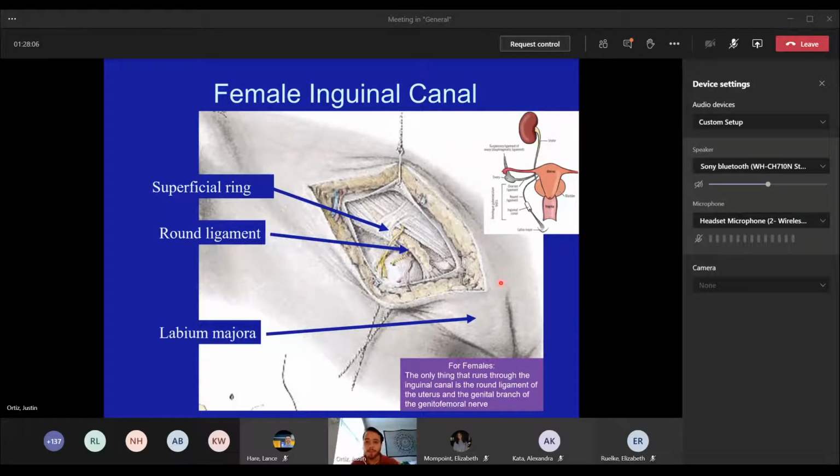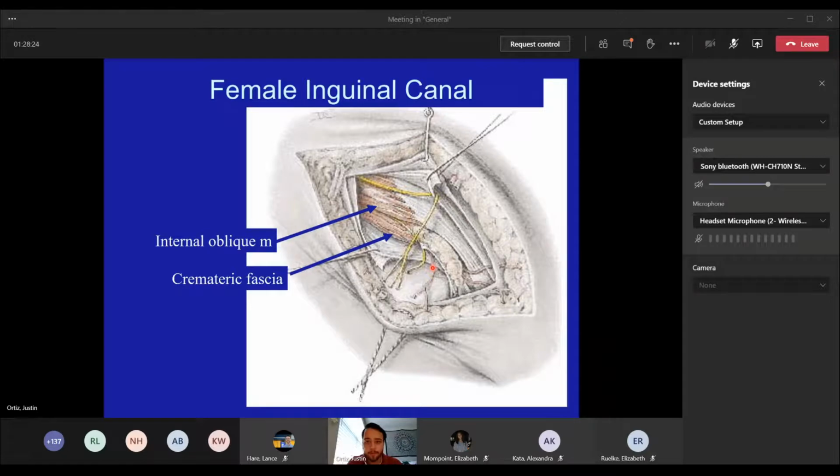And what the round ligament of the uterus is, basically, it keeps the uterus anteflexed. Right here, you see this round ligament. It's keeping the uterus in place, basically. That's what it does. So that's the round ligament of the uterus.